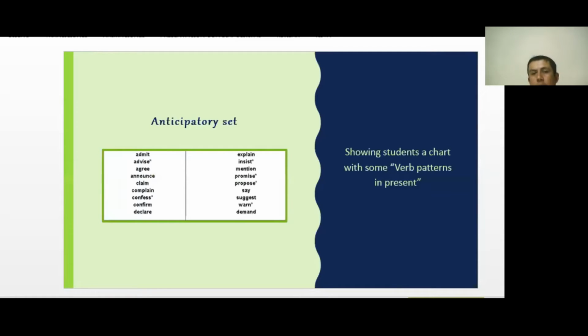To give them prior knowledge about what students are going to see, I will start the class by showing students a chart with some verb partners in present. Then I will write some sentences on the screen. Also, I will ask students to give more examples, and if they are wrong, I will correct them, saying it's often useful to point verb partners out to students so that they are aware of them.